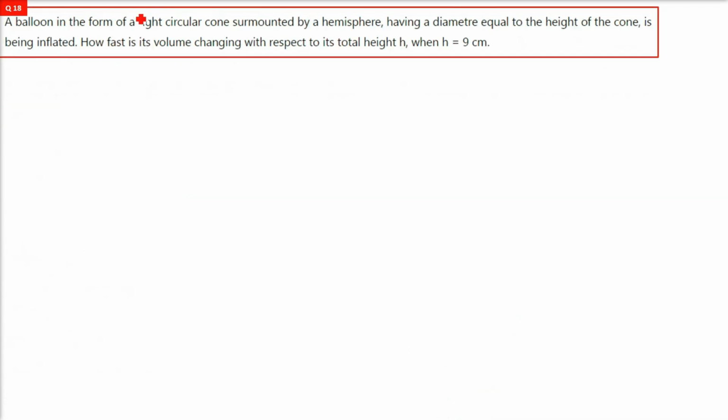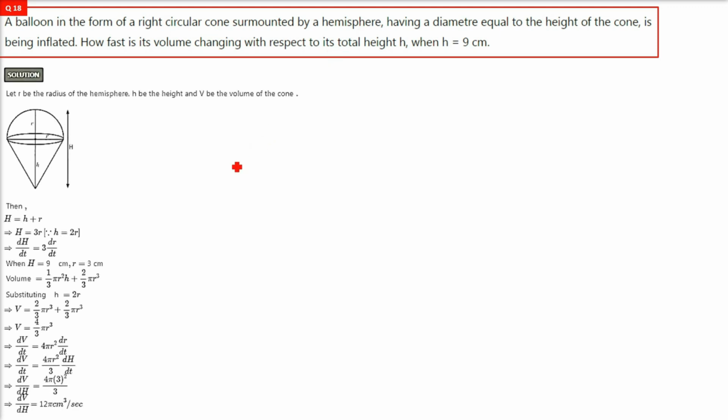A balloon is in the form of a right circular cone surmounted by a hemisphere. So this is the diagram. There is a balloon which you can call a hemisphere right now, and it is in the form of a right circular cone.